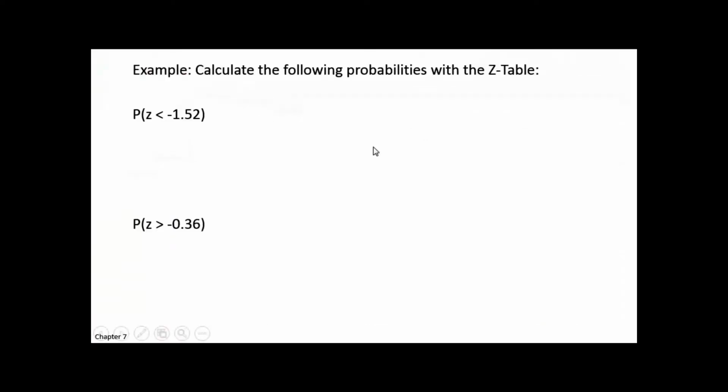So let's say that I wanted to calculate the probability on a Z distribution or standard normal distribution. What's the probability that you see a Z-score less than negative 1.52? So we're out here on the Z-table centered at 0. Negative 1.52 is going to be down here, right? And I'm looking for this area.